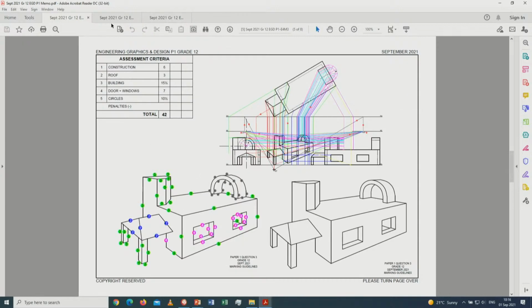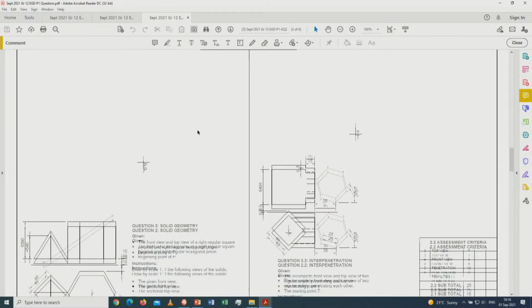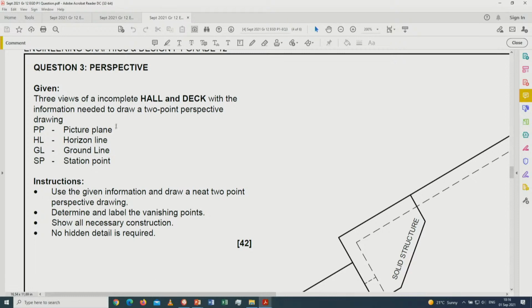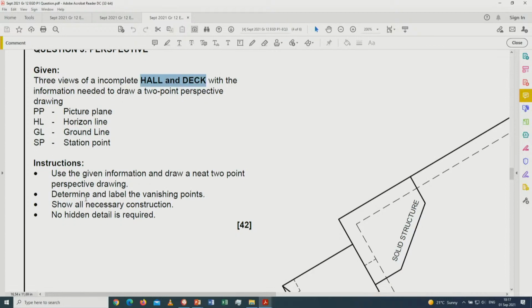If we go to question 2.3, this is the question paper part of it. If I go down to this part over here, this is standard. This has always been the same, and it's ironically, ever since EGD existed as part of assessment in exams, this never has changed. All right, so therefore most of it, 90%, is exactly the same as what we will have. Of course, it's a whole deck hall and deck, it's an open area for functions or something like that. 2-point perspective, the picture plane, horizontal ground line and the standpoint. Use the given information, determine and label the vanishing points, show the necessary construction, no hidden detail.